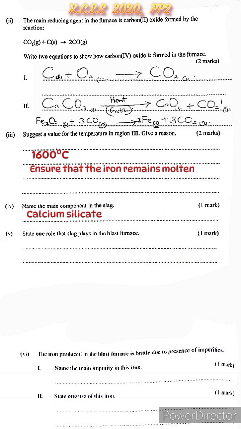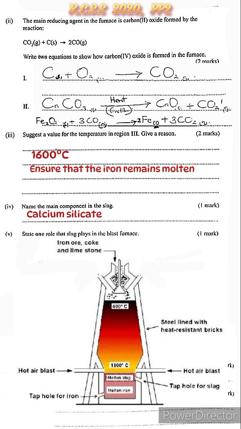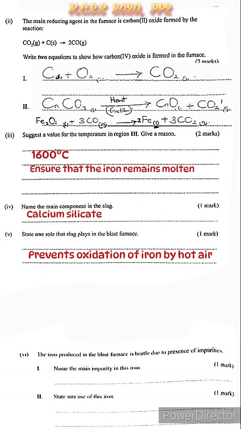Next question, state one role that slag plays in the blast furnace. So what happens is that the slag as well as the molten iron usually move to the lower parts of the furnace. But the slag has a lower density, so that means that it floats on top of the molten iron. Now this plays an important role because it prevents the molten iron from being oxidized by oxygen present within the furnace. It simply means that it prevents the iron from reacting with any oxygen present to form an oxide.